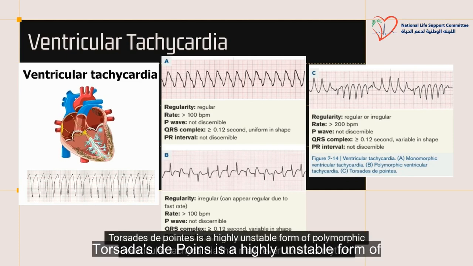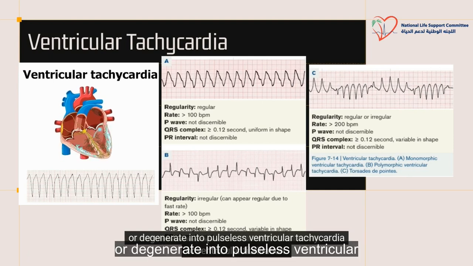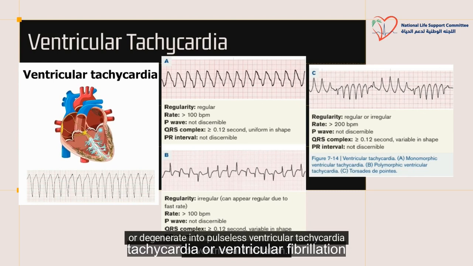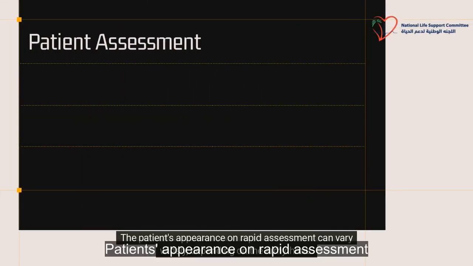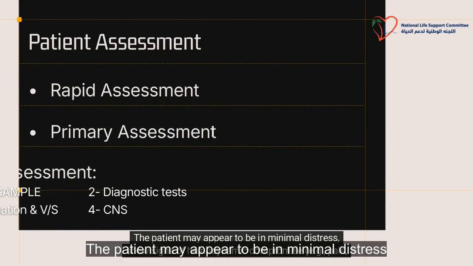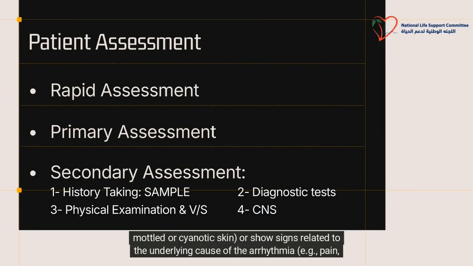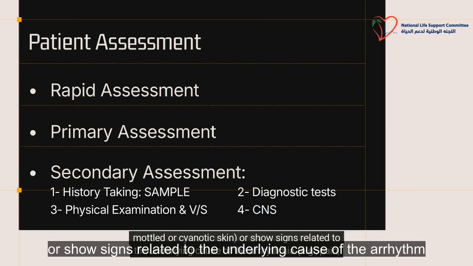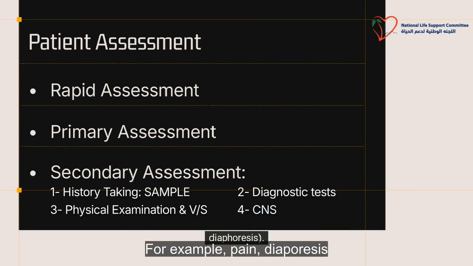Torsades de Pointes is a highly unstable form of polymorphic ventricular tachycardia that may revert to sinus rhythm or degenerate into pulseless ventricular tachycardia or ventricular fibrillation. The patient's appearance on rapid assessment can vary widely depending on the arrhythmia. The patient may appear to be in minimal distress, show signs of hemodynamic compromise, for example, pale, mottled, or cyanotic skin, or show signs related to the underlying cause of the arrhythmia, for example, pain, diaphoresis.